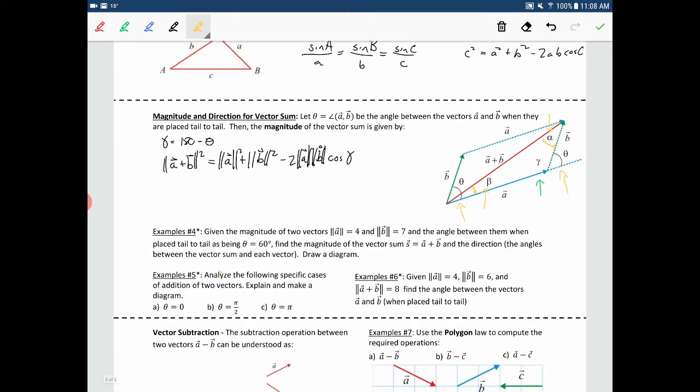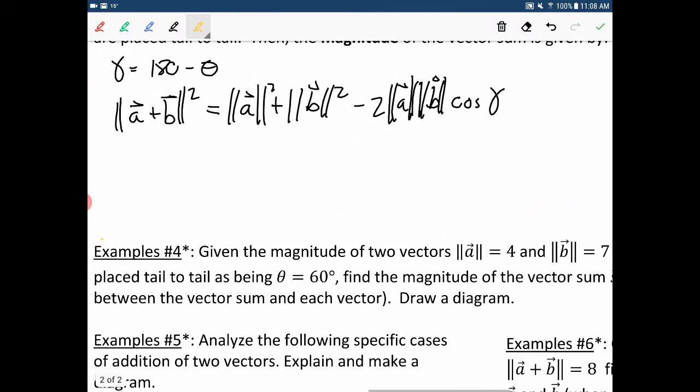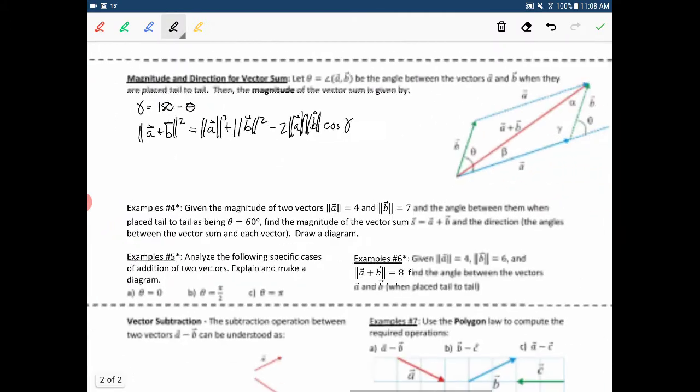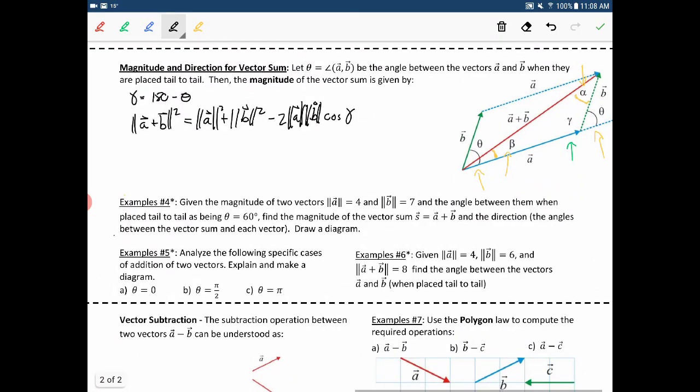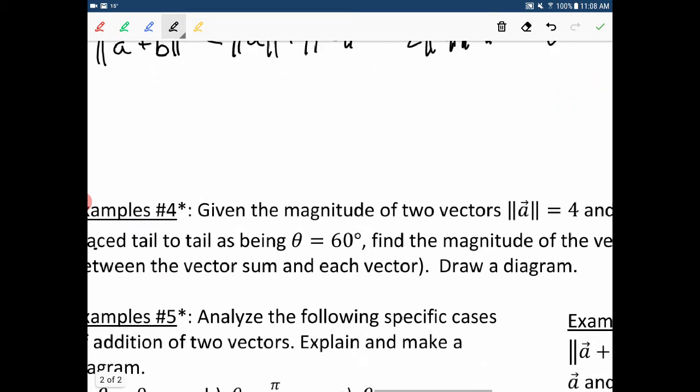We can use the sine law to figure out the direction. Okay, so we can figure out those three angles, which will tell us what we need to know. So let's see. I'm going to get the wrong things here. So A goes with alpha.